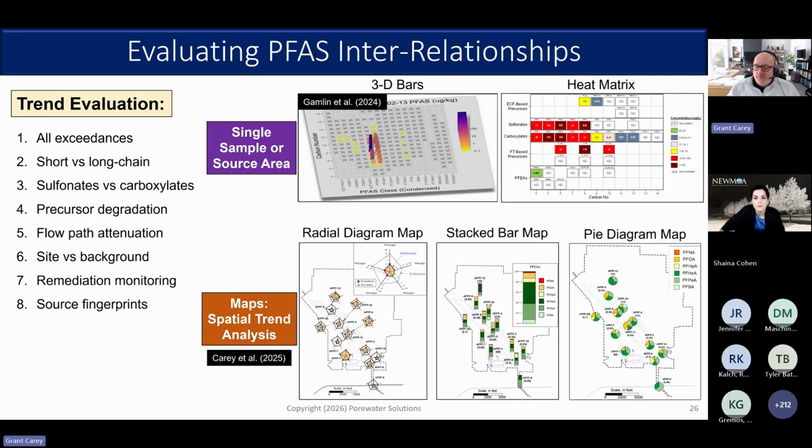And then a more sophisticated way, but one that helps really with looking at spatial trends, is radial diagram maps or stack bar maps or pie diagram maps. The radial diagrams are more for looking at magnitudes of multiple species on the same map and how they change with distance downgradient from a source area or maybe between source areas, whereas stack bar maps and pie diagram maps are more for looking at proportions and how those change. Those are great for forensic tools as well. And the mapping, we can also look at temporal trends over time. So by putting them on a map, now we're adding a spatial dimension to it, which can actually add a lot more valuable information. And we'll look at some examples of this with our different case studies.